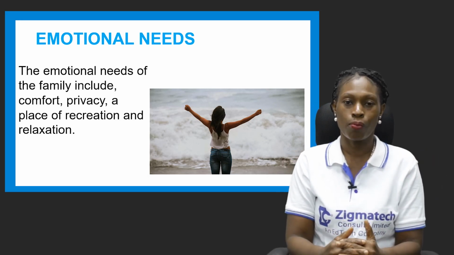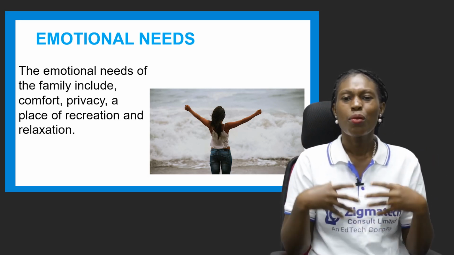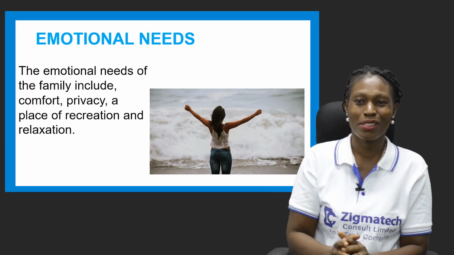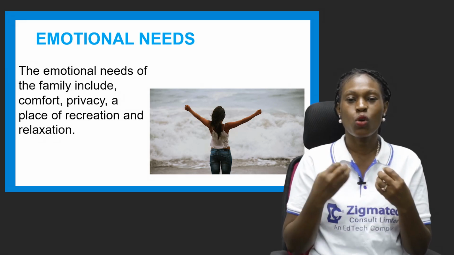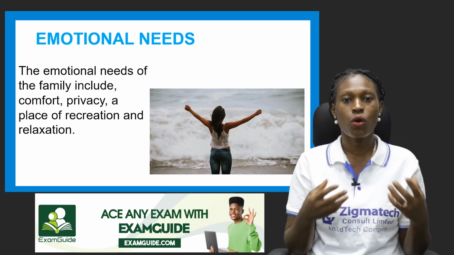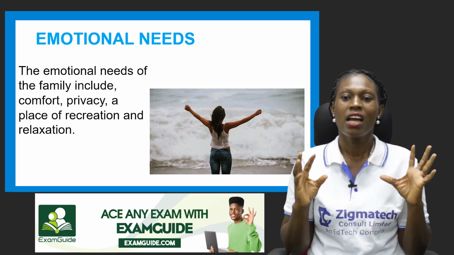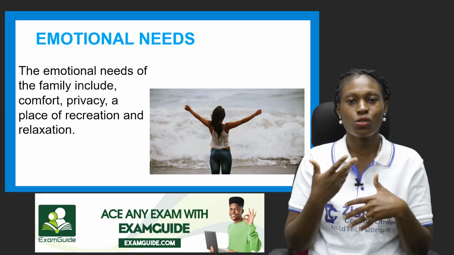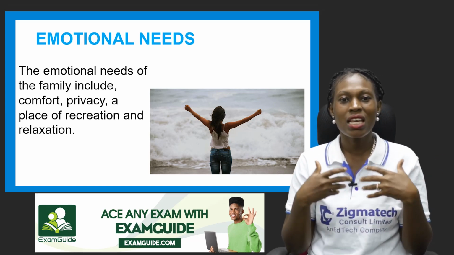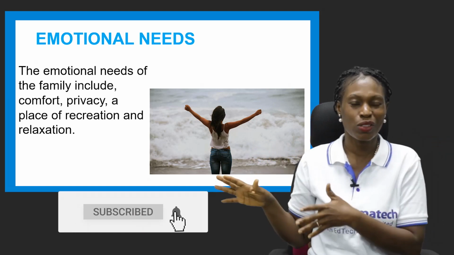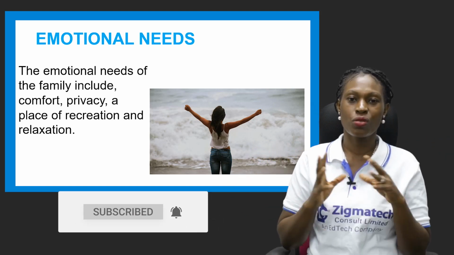Now the home should be able to do what? Provide all of these things in the person of what? The family members, okay? To be able to meet your emotional needs. Now you can find comfort, privacy, recreation. When you talk about recreation, where you can actually do something to keep you happy, lively, and not feel sad at all, just to ease off some stress, okay, and also to relax.